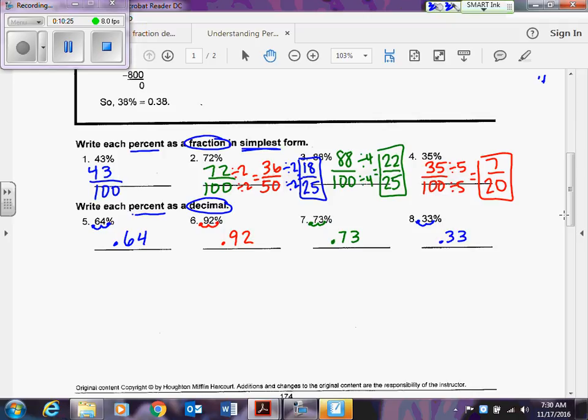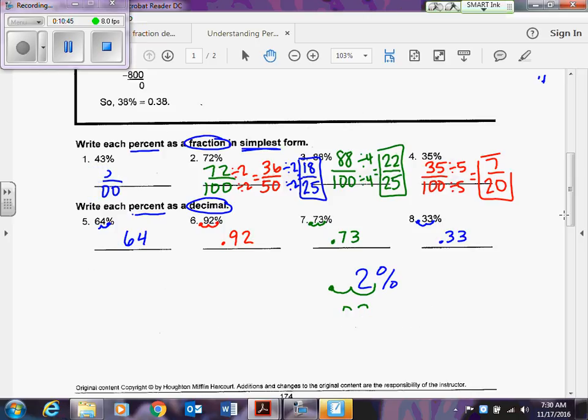Now, you need to be careful. Sometimes you'll see something like 2%. Whenever you change this one, you move the decimal back 2 spots. It becomes 2 hundredths. You have to add in this 0. Just be careful there. All right, so now you're going to go on and do the rest of this worksheet on your own.